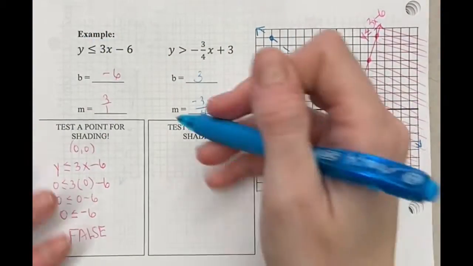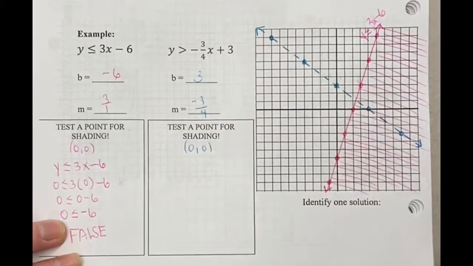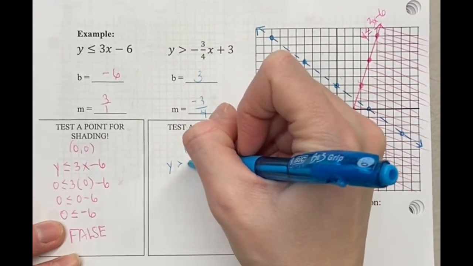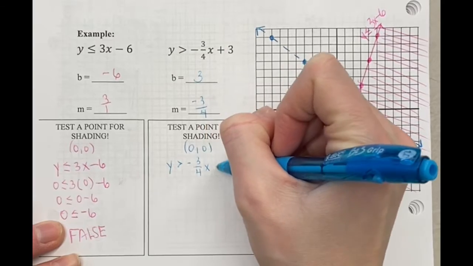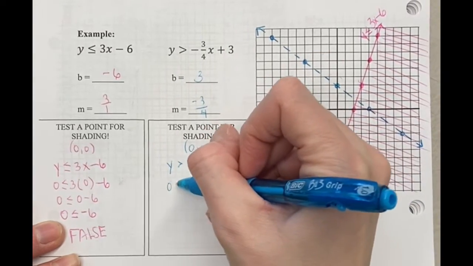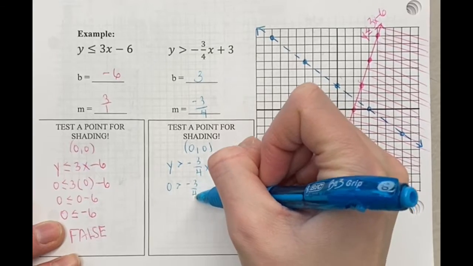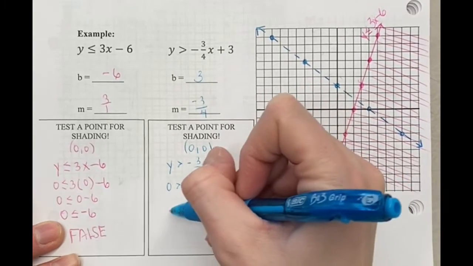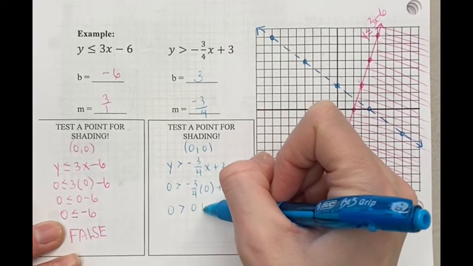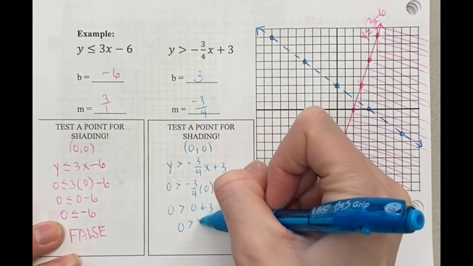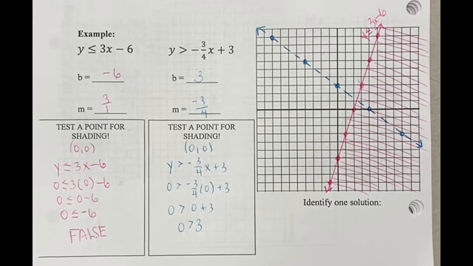And then we are going to test the point (0, 0) to see where I should shade. So I have y is greater than negative 3/4 x plus 3. So then that becomes 0 is greater than negative 3/4 times 0 plus 3. 0 is greater than 0 plus 3. So then I have 0 is greater than 3. Is 0 greater than 3? No. So this is also false. So since that's false, I'm going to shade away from the point (0, 0).